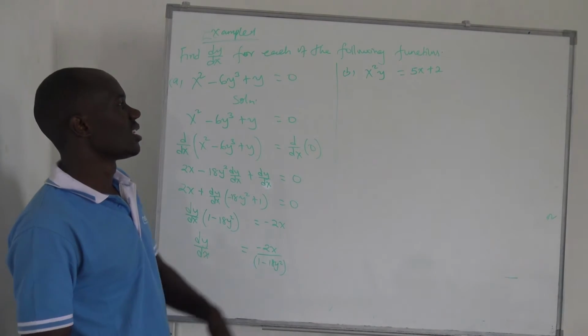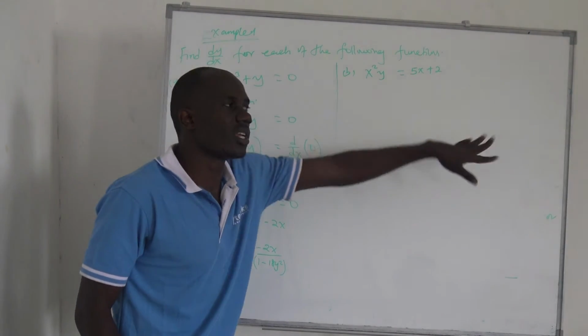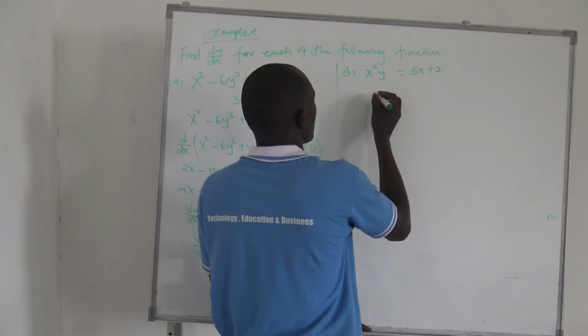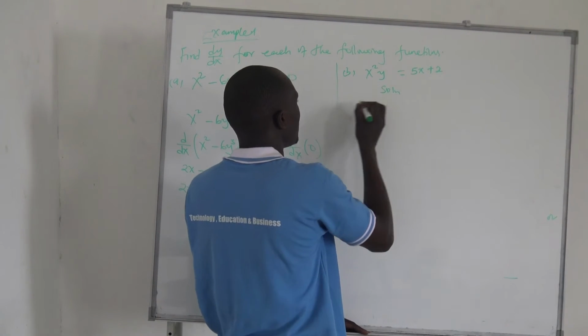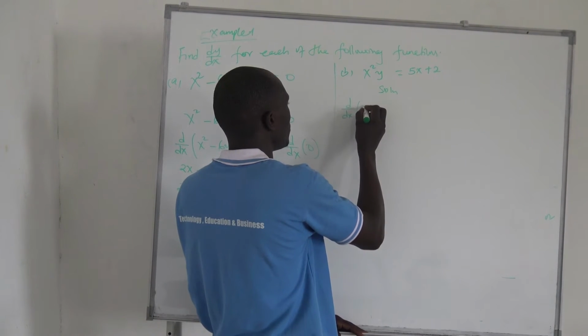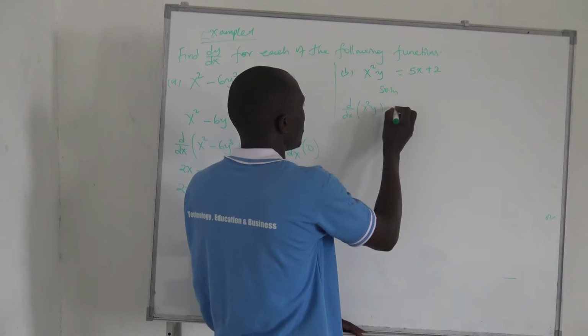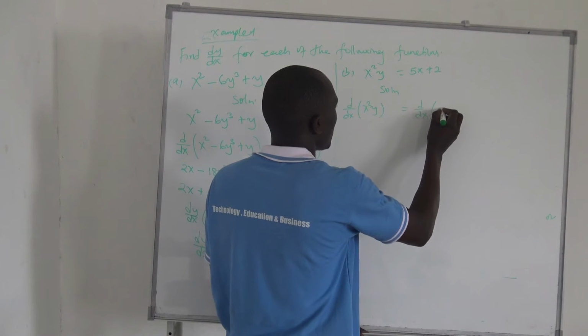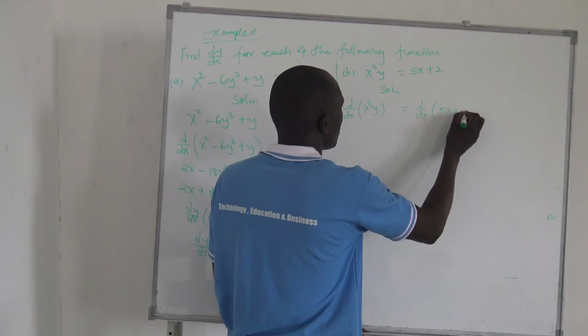What do we do with this? Consider the left hand side and also the right hand side. So what do we do here? Still on the solution, we are going to look at d/dx of the left hand side, which is x squared y, equal to d/dx of what is inside, 5x plus 2.